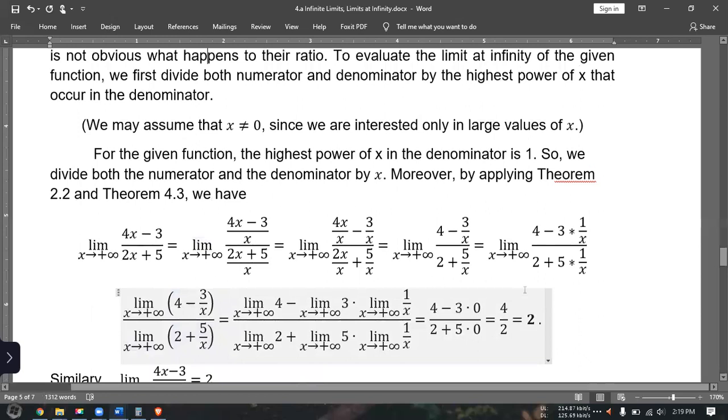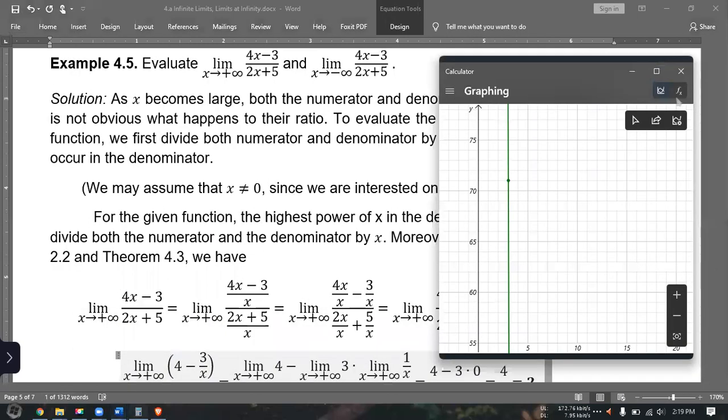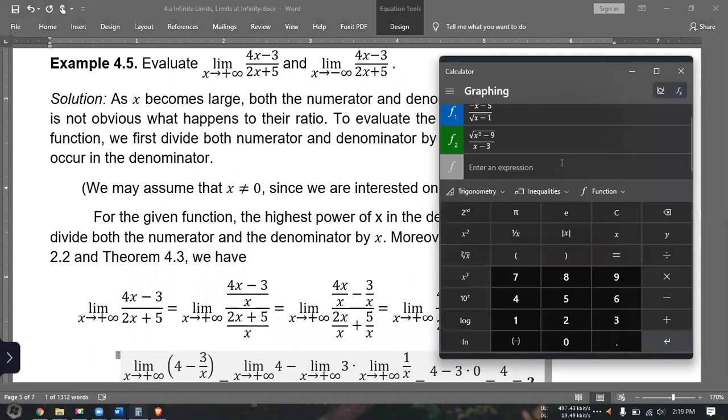Okay, let's try to graph. Graph natin. The red one. We have the color red.